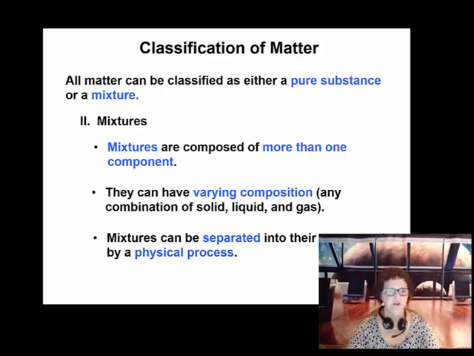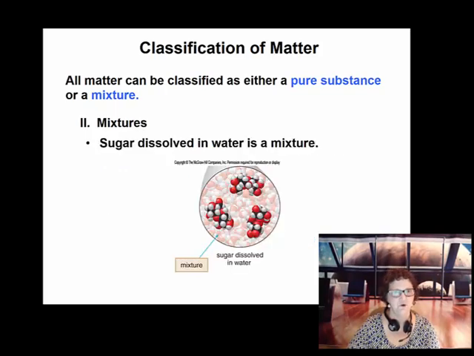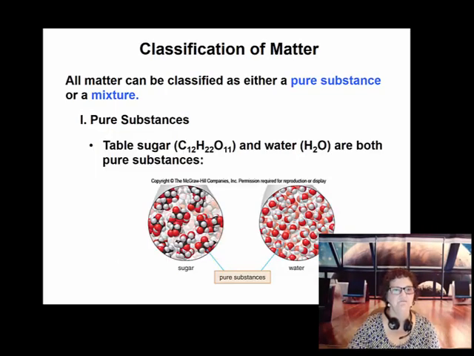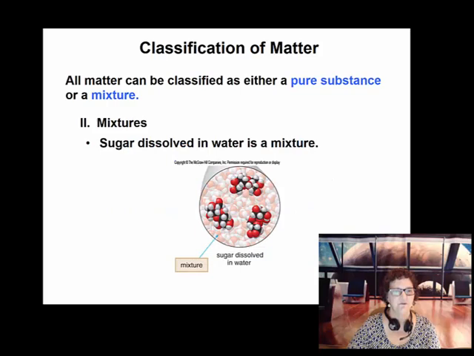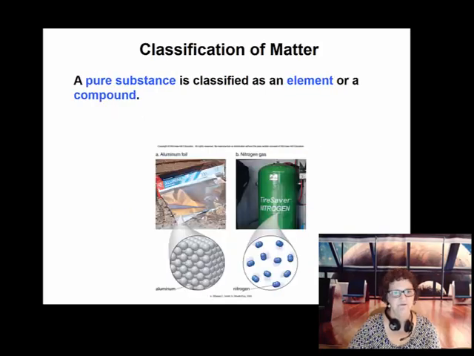They can have varying composition and they can be separated by physical means. So if I have sugar and water together, I could boil that and eventually all the water would boil off and I'd be left with sugar. That's physical, boiling it. Okay. Make sure I'm going the right way. All right. So the sugar dissolved in water is a mixture, as I said.